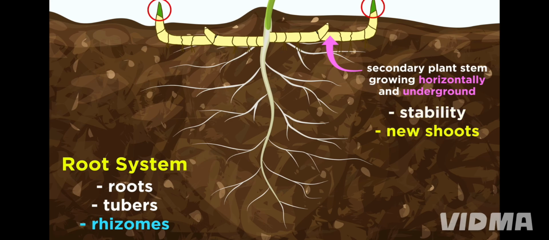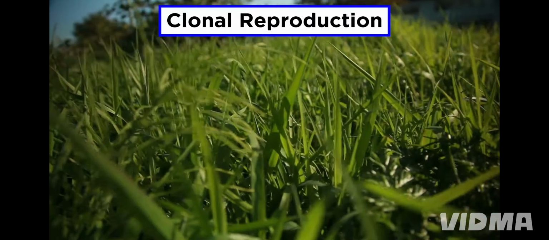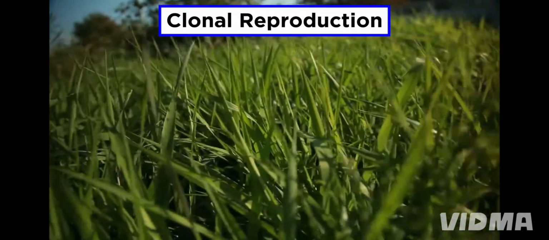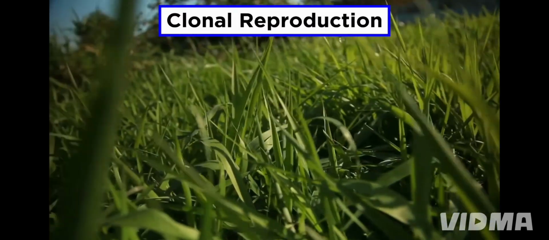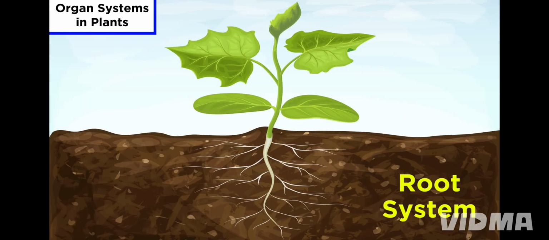Rhizomes can also grow new plant shoots up out of the soil, so a rhizome can allow a plant to create clones of itself and grow over a much wider area, potentially outcompeting other plants trying to grow in the same space. This strategy is called clonal reproduction and is common in certain types of plants like grasses. So that covers the root system, which is the underground portion of a plant.